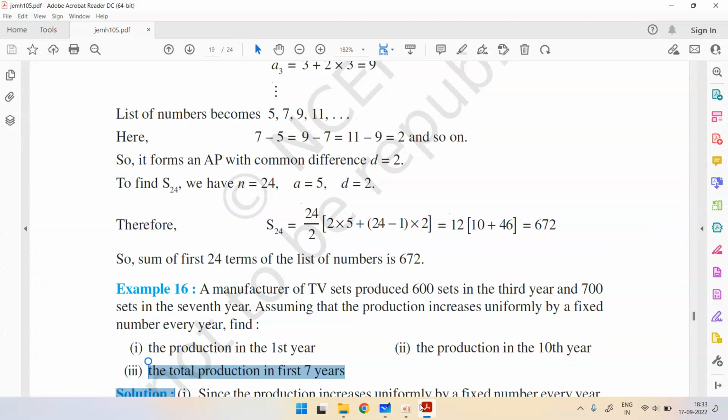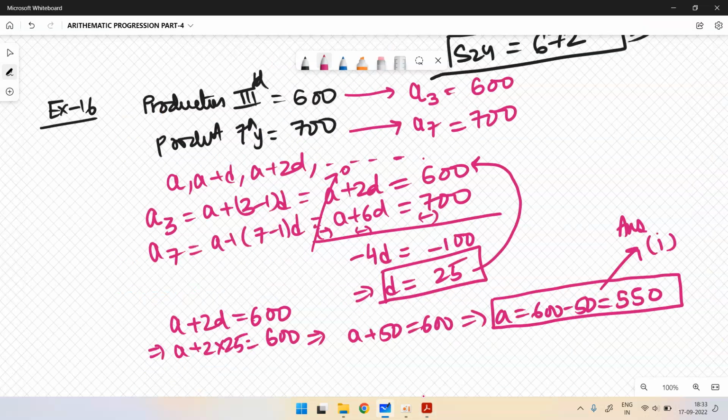Now the next one is the production in the 10th year. So what is the production in the 10th year? This is A of 10 that you need to find. So what is A of 10? A of 10 is given by A plus 10 minus 1 D.